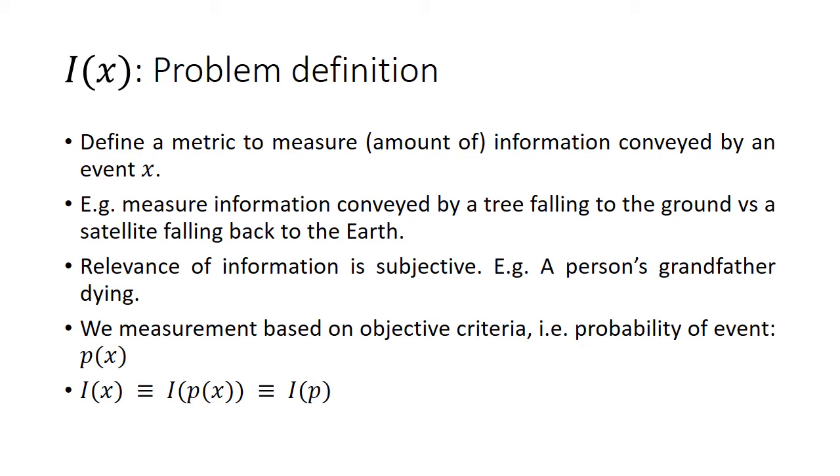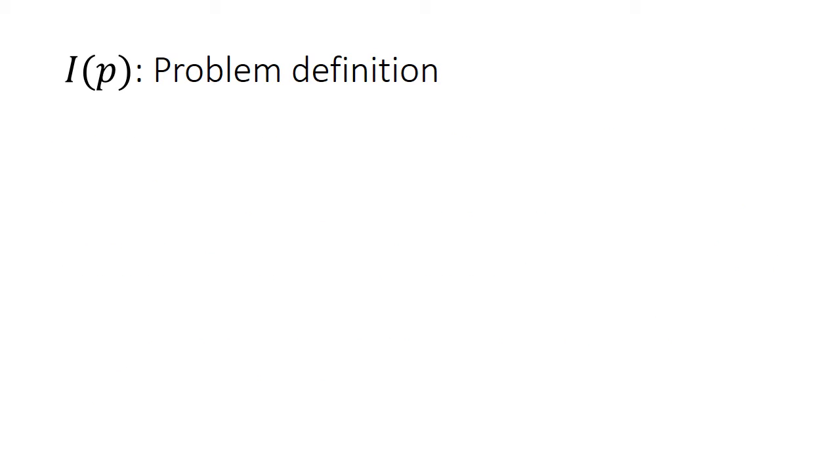Okay. So having said that, we now know that the information of an event X is dependent on the probability of that event. So the information can therefore now be expressed as a function of the probability instead of a function of the event itself. Now let's get a little further into the problem statement.